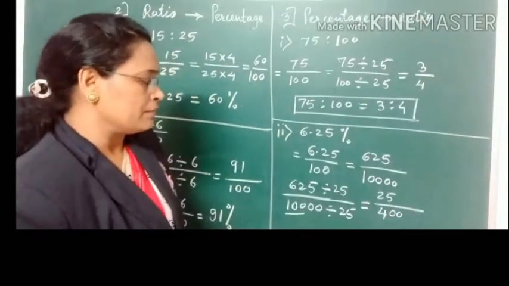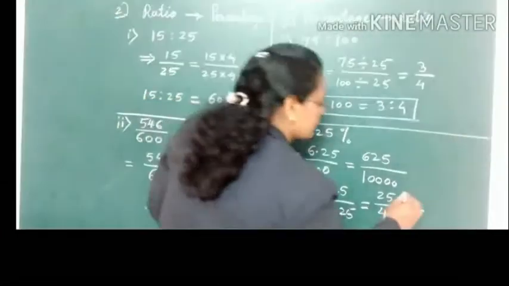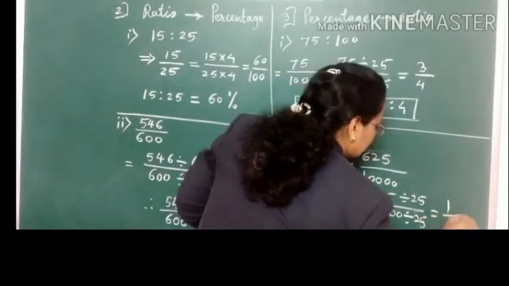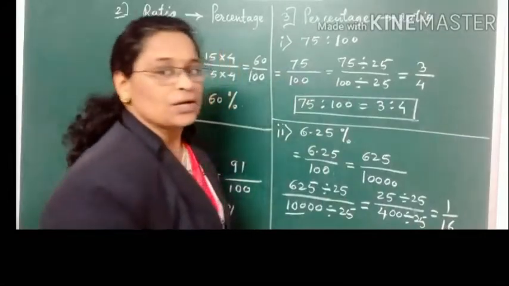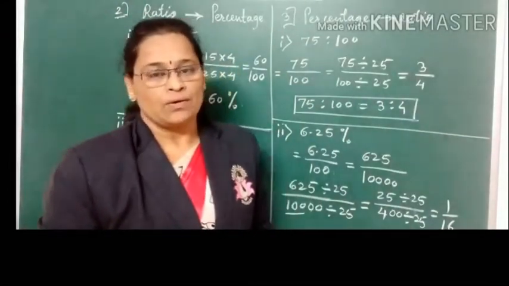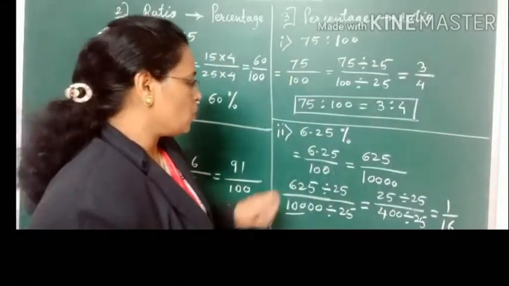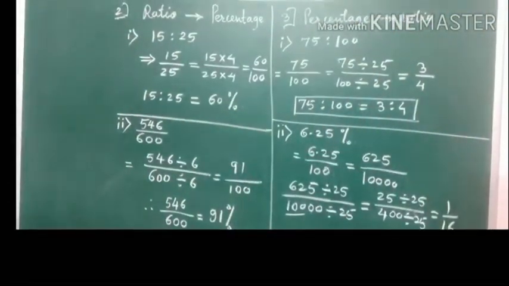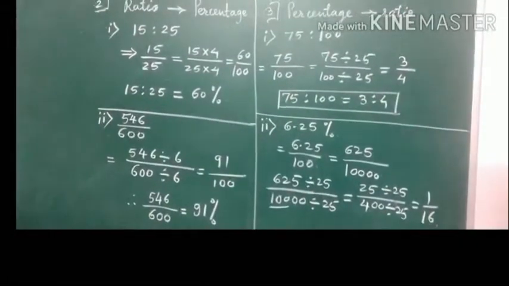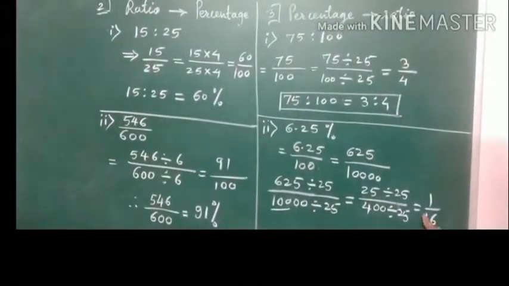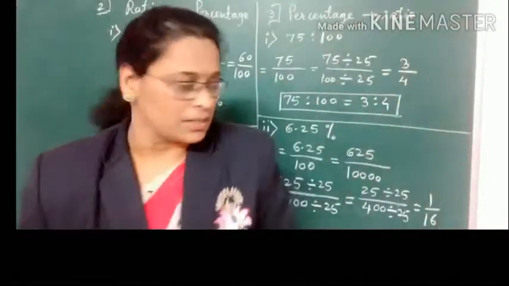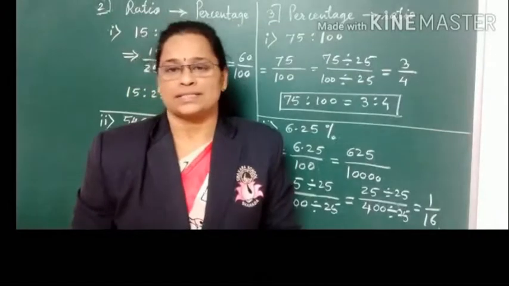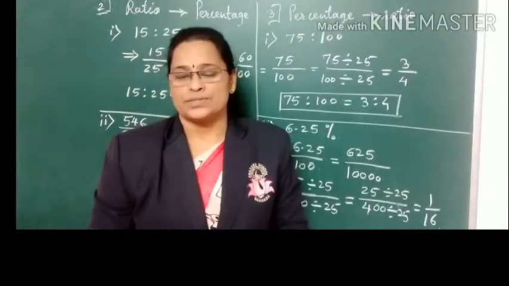Again we have to reduce it. So let's divide this by 25 again. So we'll get here 25 1s are 25 and 25 16s are 400. So what is the answer of this? That is 1 is to 16. Okay. So in this way we can get the ratio, that is 1 is to 16. So 6.25% is equal to 1 is to 16. That is the reduced form of the ratio.